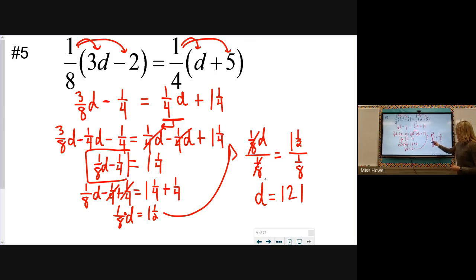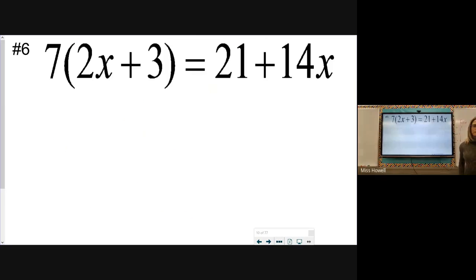All right, last one. 7 times 2x plus 3 equals a 21 plus 14x. All right, we have a place to expand using our distributive property. We want to start there first. 7 times 2x and 7 times 3. 7 times 2x would give us a 14x. 7 times 3 would give us a 21. And over here we have a 21 plus 14x.